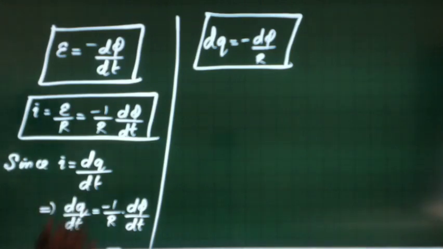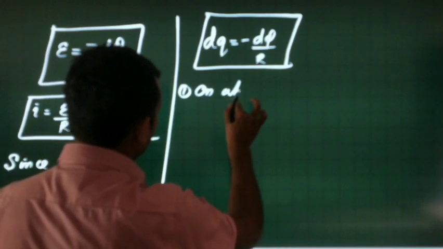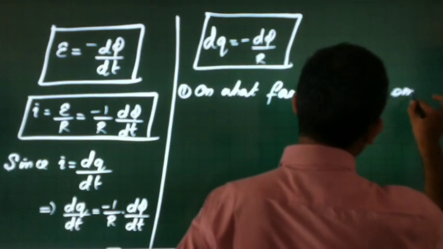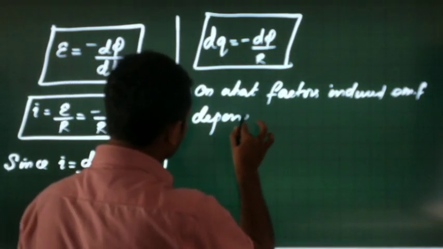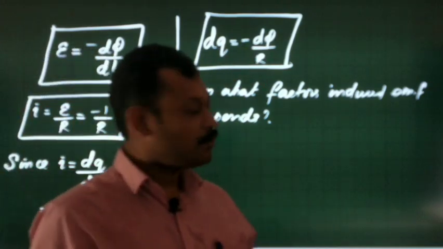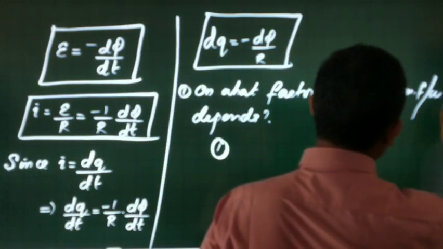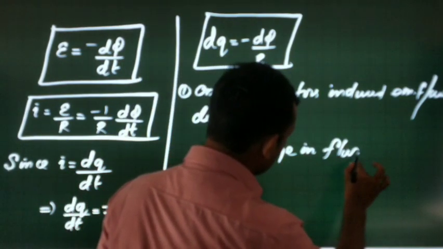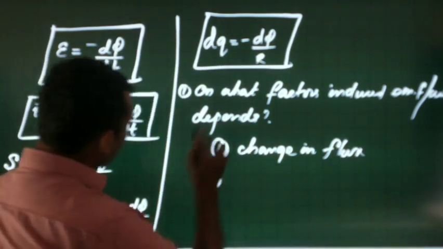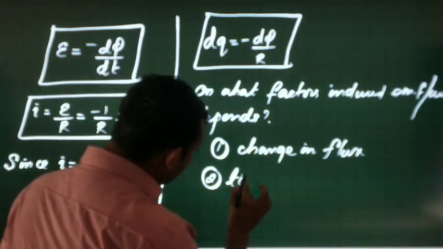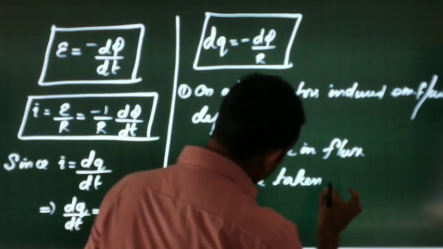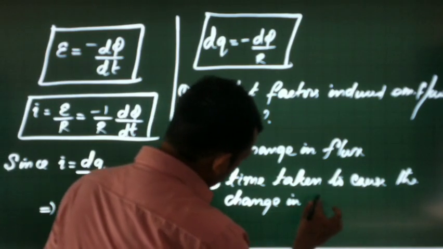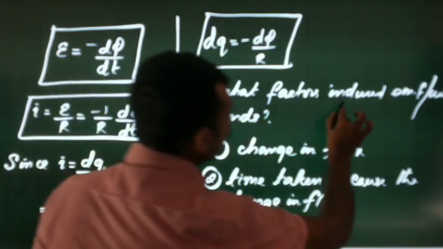This is another important thing. Now the question I am asked: on what factors does induced EMF depend? One, the change in magnetic flux. The second factor is the time taken to cause the change in flux. The induced EMF and current depend on these two.